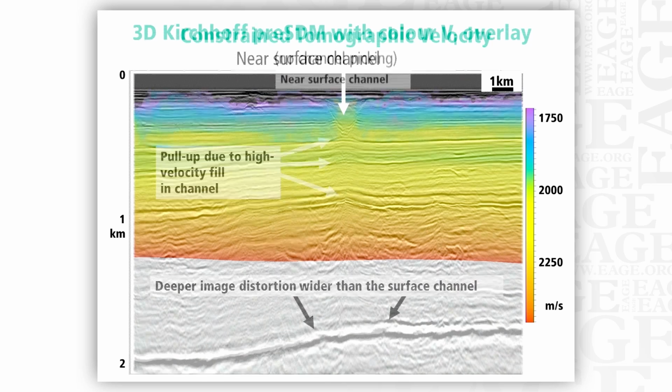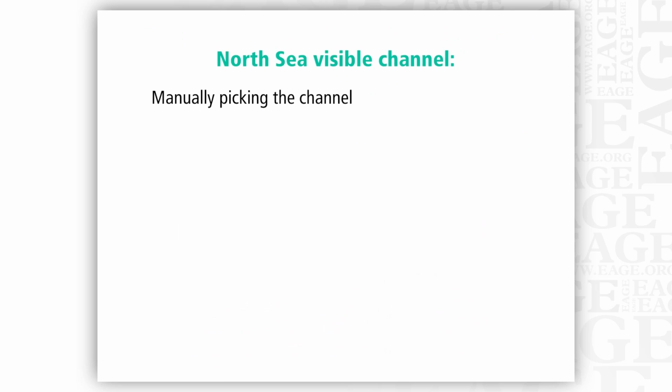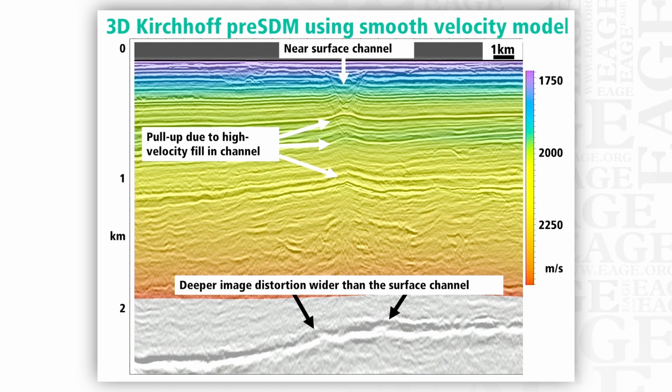Another way of dealing with that would be to manually pick the channel. So same data, let's have a look at that. Again, there's the migration without the channel being in the model, so an early iteration, if you like, in the model building flow. And again, look at the deep structure, you see that symmetric distortion on either side of the point below the channel.